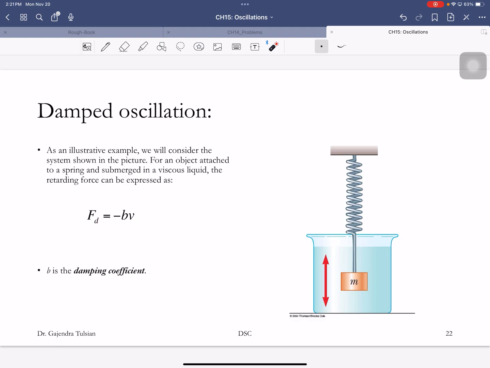Okay, now there might be situations where the drag force is proportional to velocity squared, and that becomes a nonlinear differential equation, and that becomes very hard to solve. Okay, so we're going to consider the simplest extension to the model. Okay, so the drag force is going to be proportional to the velocity. Okay, and B is the damping coefficient. Okay, so B for honey will be larger than B for water.